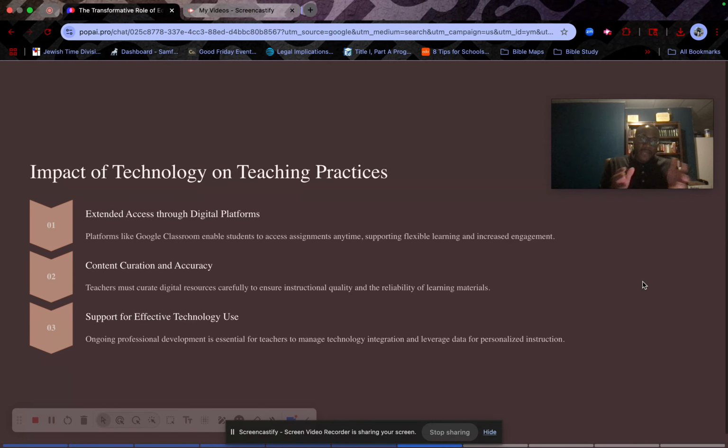With technology, though, there always comes a risk. Teachers do curate digital resources, but it has to be done carefully to preserve the instructional quality and the reliability of the learning materials. Whatever information we're pulling, we have to vet it ourselves. And that's a good practice to mirror or model for our students when we pull that resource, and to see, is this a credible website, or is this a credible source of information? So we also want to support effective technology use, and that comes by way of PD.